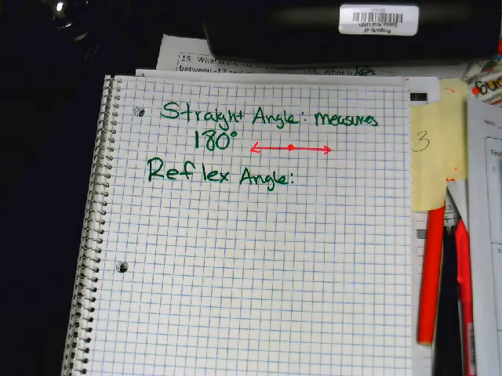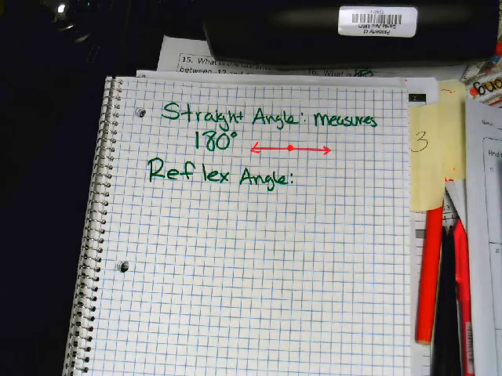We have a name for 90. We have a name for an angle that's more than 90. We have a name for an angle that's exactly a straight line. What do you think reflex is? Guess. It goes down, not up.